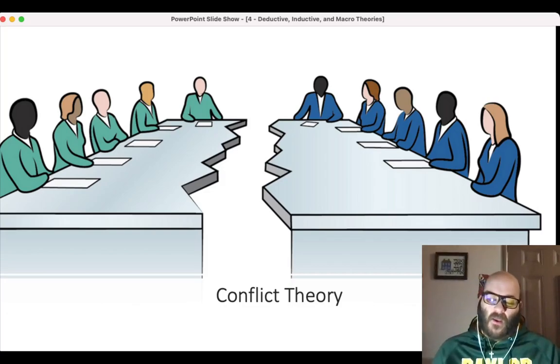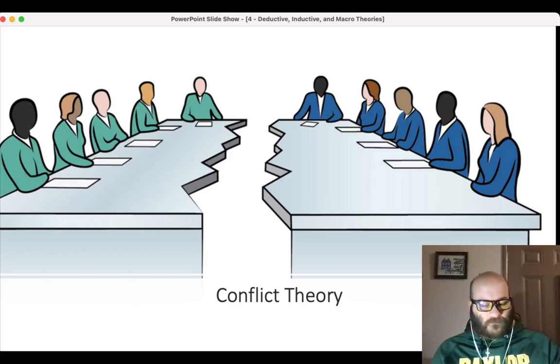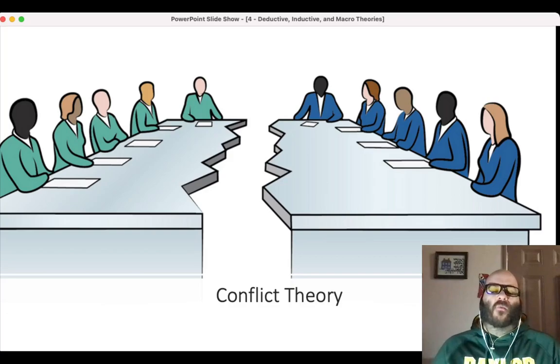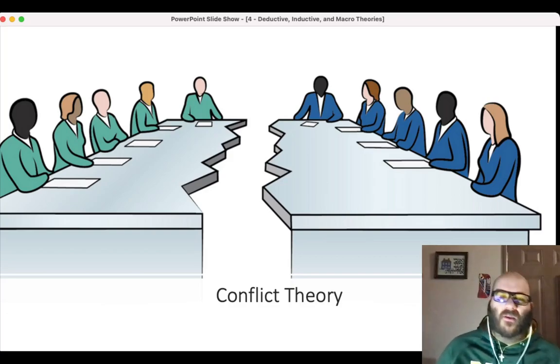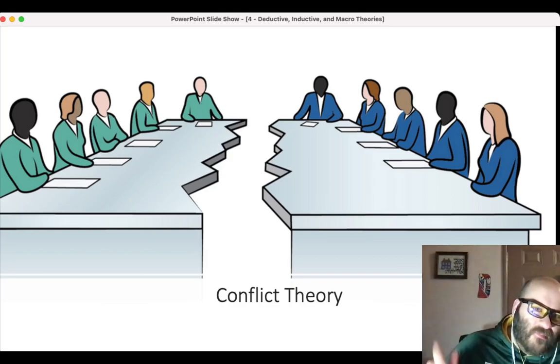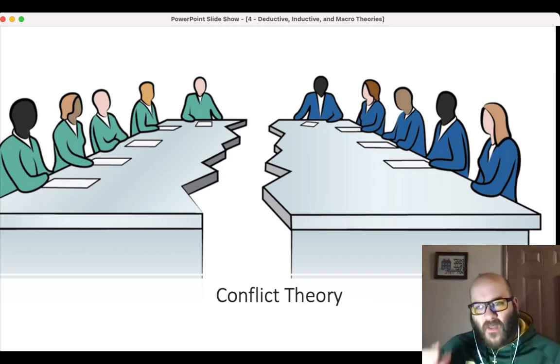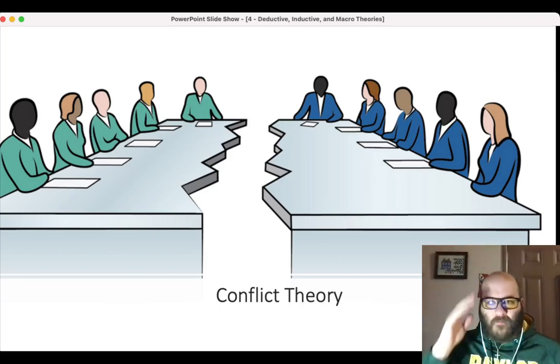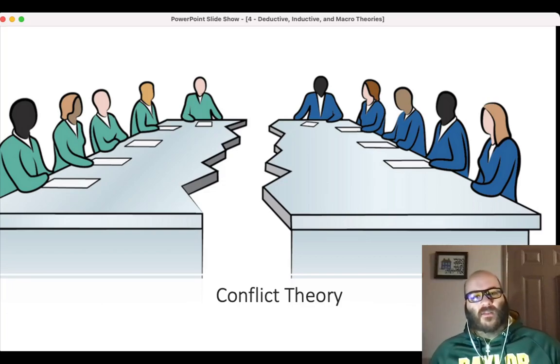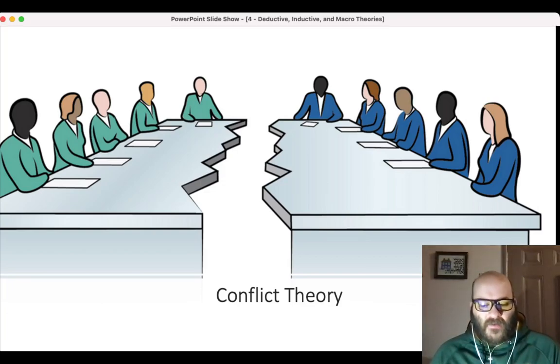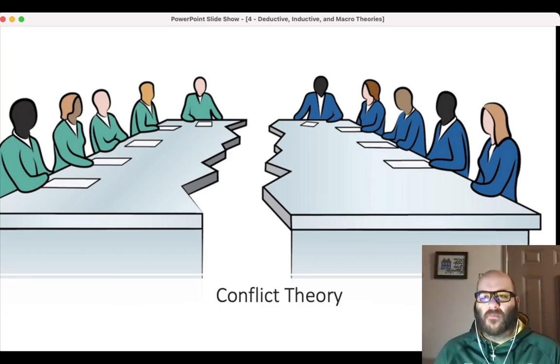Conflict theory. Conflict theory is the next big theory. This is the picture we're going to see for conflict theory. Why? Because here we have arguably a board, a group of people together, and what's right down the middle? A big rift is right down the middle between them. And so here we have our picture that's always going to be up for conflict theory.